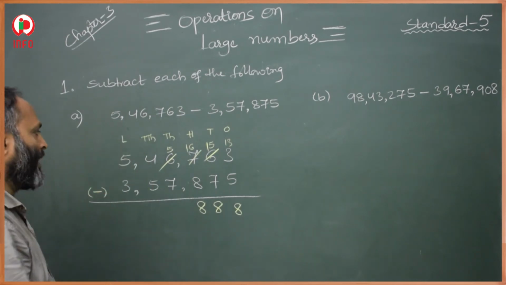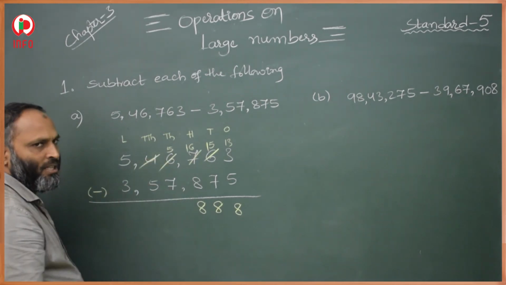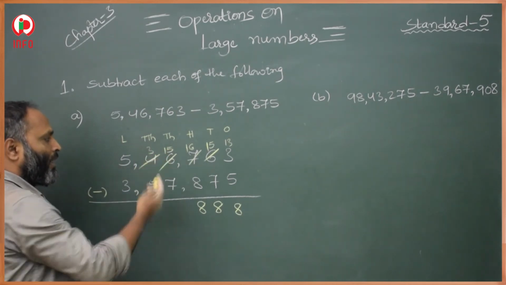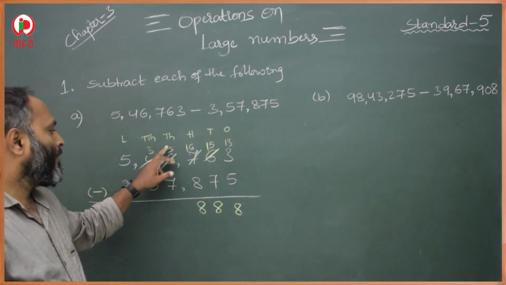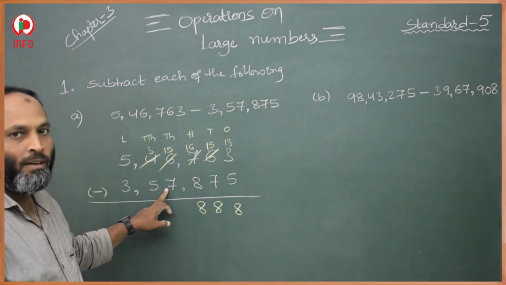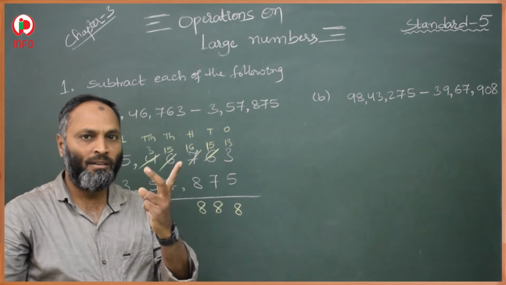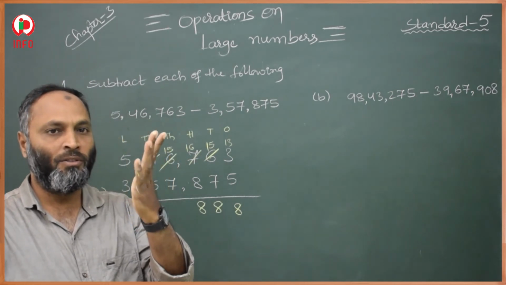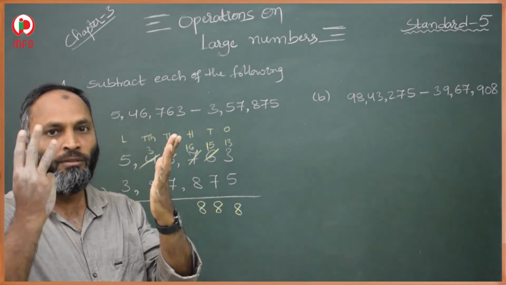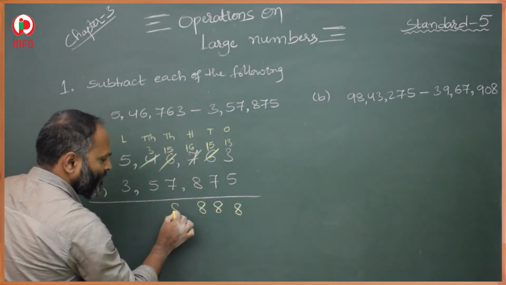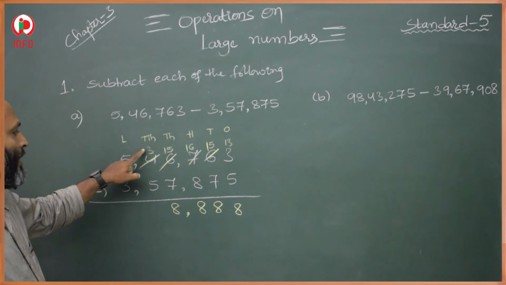Again we borrow from the next place, which is 10,000s. From here to here it becomes 15, and this becomes 3. 15 minus 7: count from 8 to 15. 8, 9, 10, 11, 12, 13, 14, 15. The answer is 8. And here we have 3 and 5.